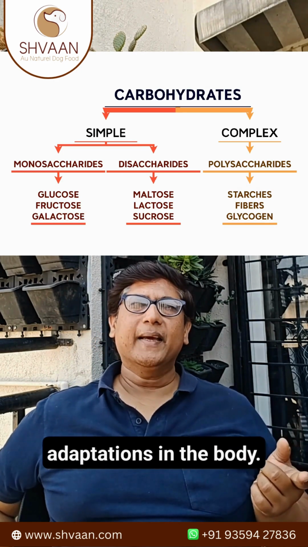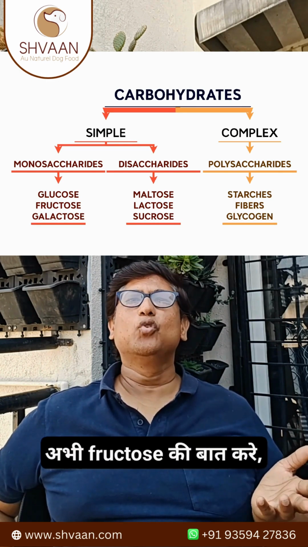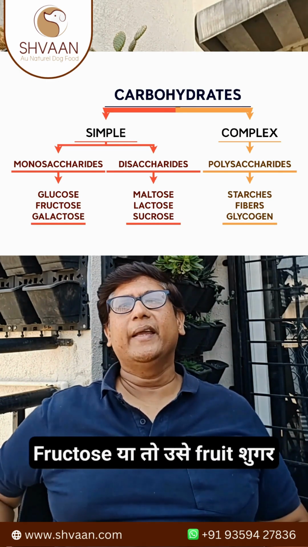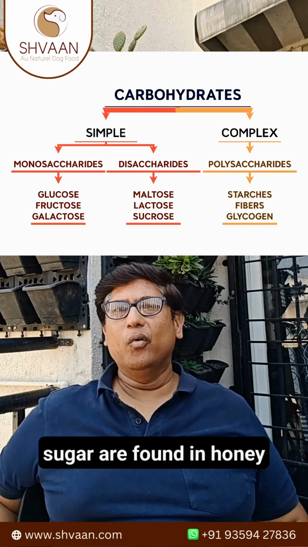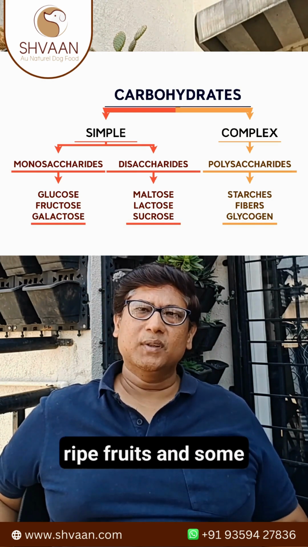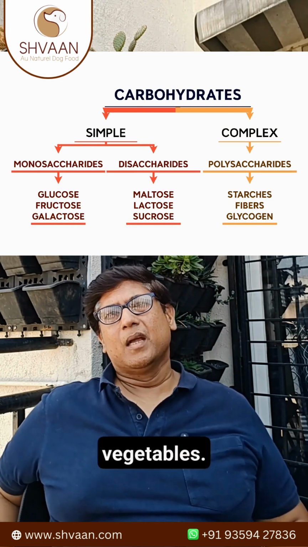Now let's talk about fructose. Fructose, also called fruit sugar, is a very sweet sugar found in honey, ripe fruits and some vegetables.